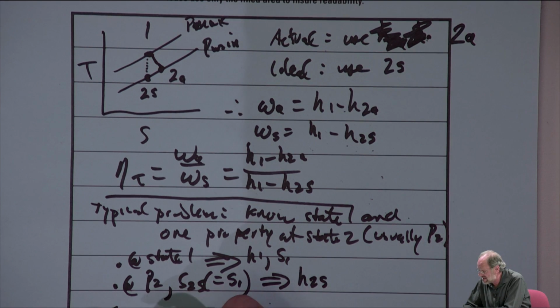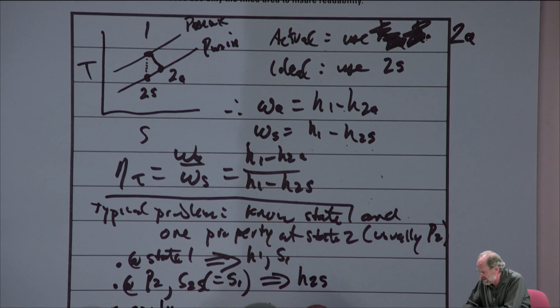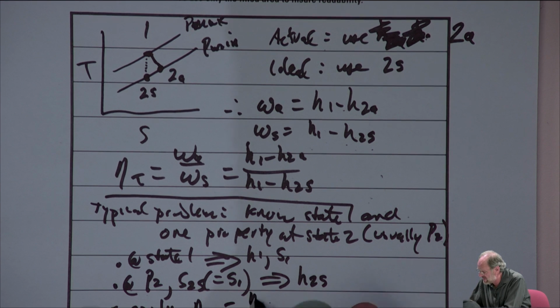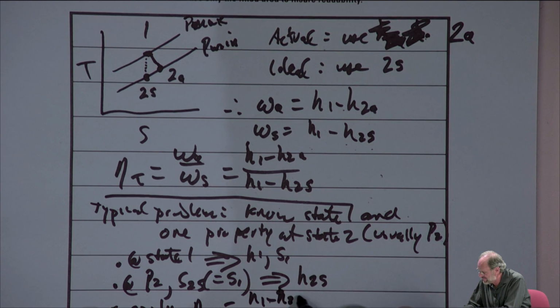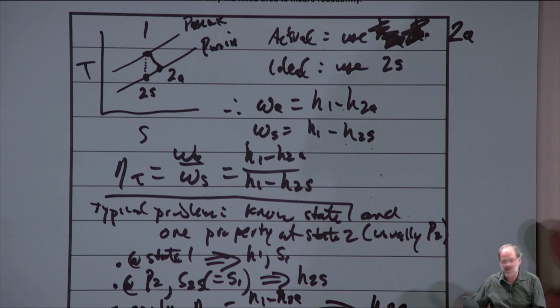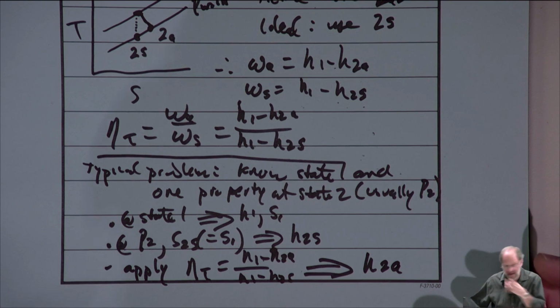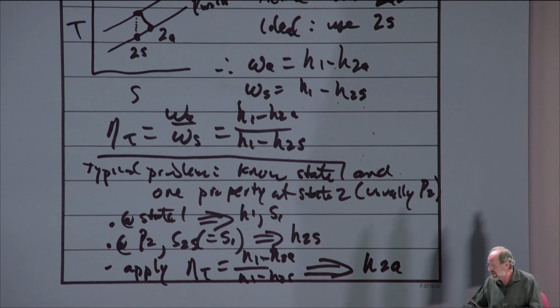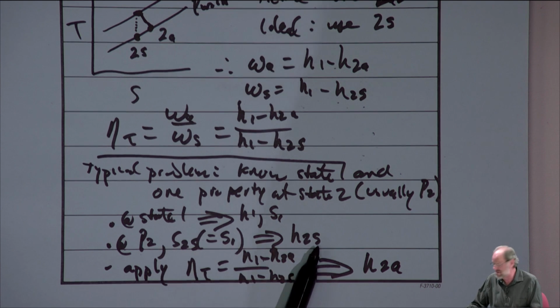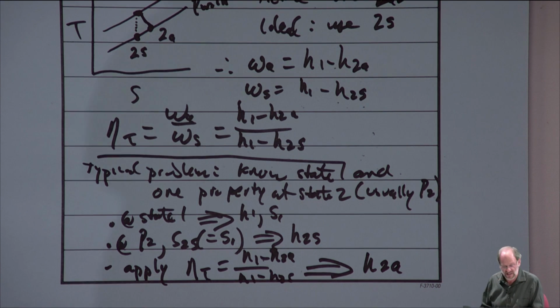And then lastly, we just apply the isentropic efficiency equation. There's only one unknown, right? And that's H2A. So the process is really pretty straightforward. If we assume that it's an isentropic process, just like we looked at earlier in the week and last week, we just say that S2S equals S1. That gives me H2S. We apply the efficiency equation. That gives me H2A. And that's really all there is to it.